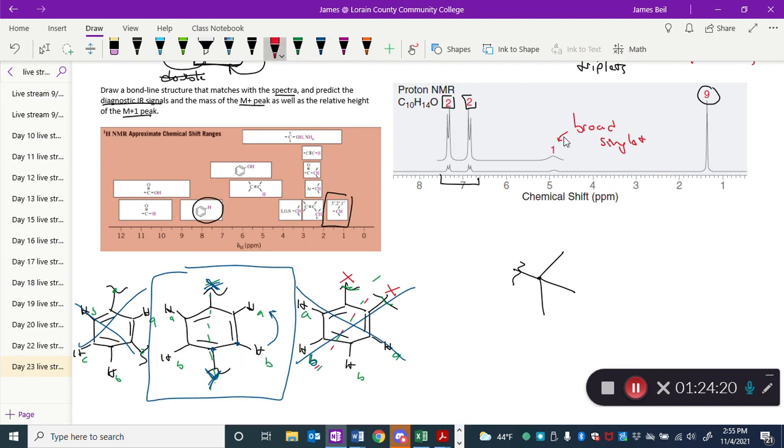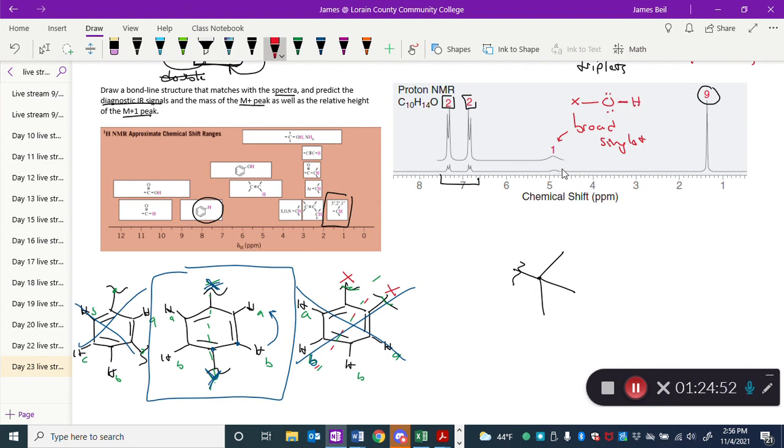Great point. So back to the signal around 5 that integrates to 1. A broad singlet usually is an indication of an OH group. Just like in the IR, if the oxygen-hydrogen bond is weakened by hydrogen bonding, and that's not happening to the same extent on every single molecule, then not every one of these hydrogens is going to have the exact same environment at every moment.